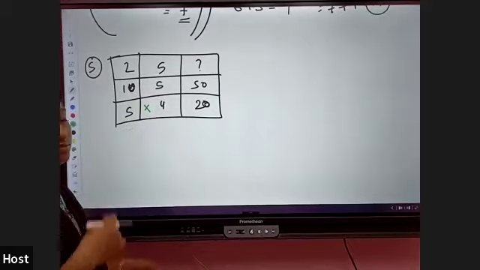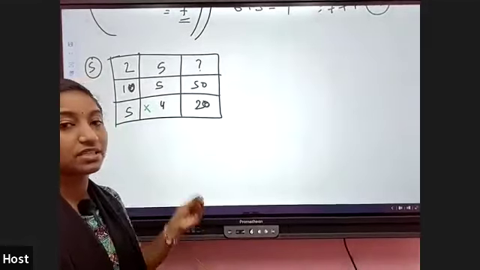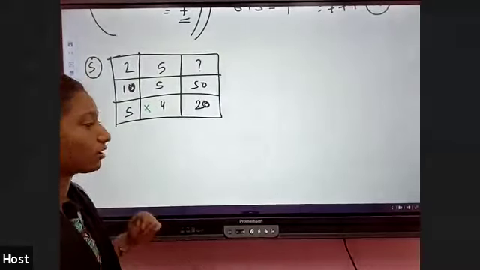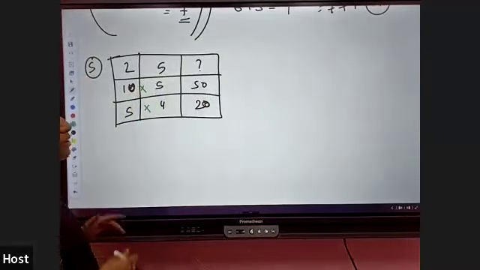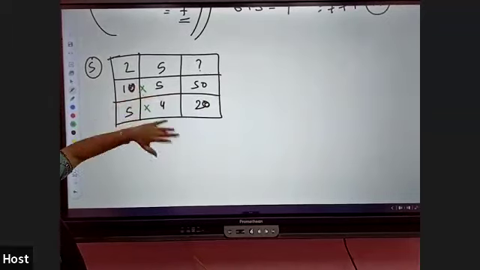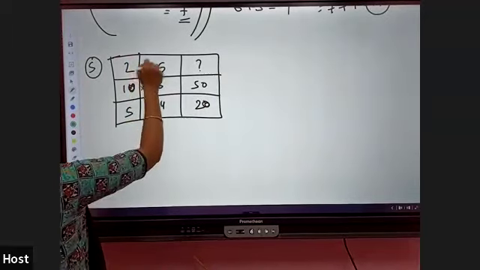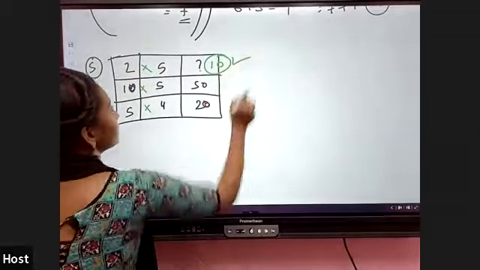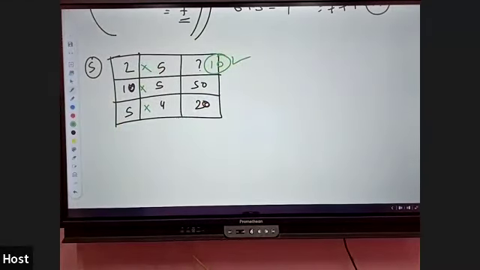Okay, let us see whether this theme is applicable for the next or not. So, 10 into 5, 50. Okay, this is also working. So, you can use the same theme for the first part. So, 2 into 5, 10. So, 10 is the missing term in this question. Okay. So, they use the multiplication operation to solve the problem. Next.